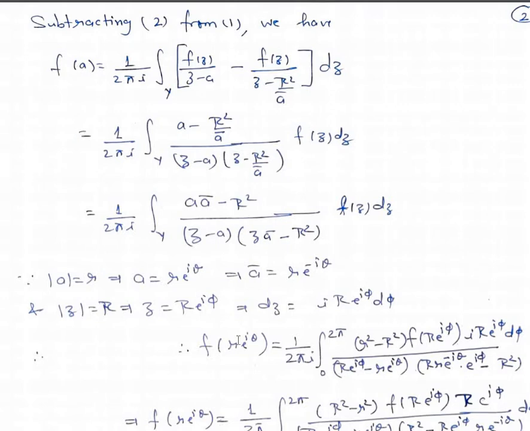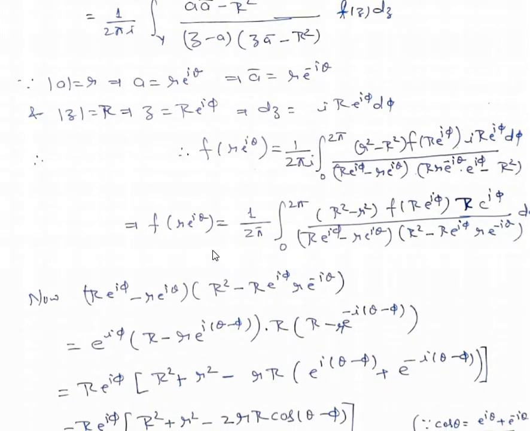So in place of a we put re^{iθ}, so f(re^{iθ}) = 1/(2πi) ∫ (aā = r², so r² − R²) f(z) is f(Re^{iφ}), dz is iRe^{iφ} dφ, upon z − a which is Re^{iφ} − re^{iθ}, and zā − R² which is Re^{iφ} re^{−iθ} − R² dφ.